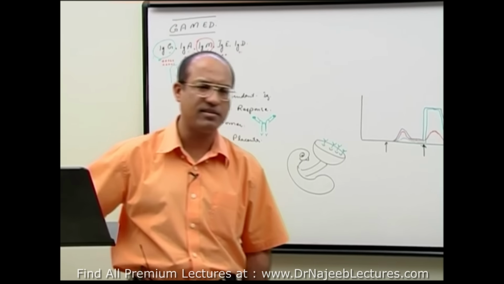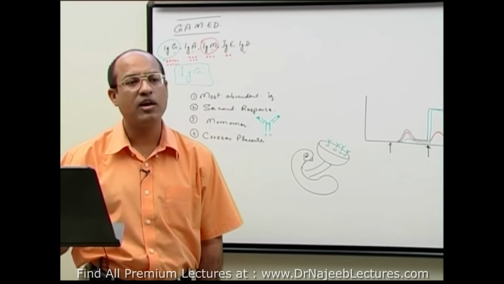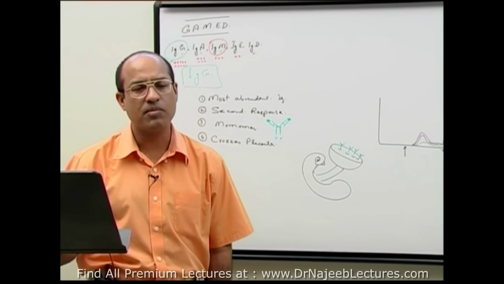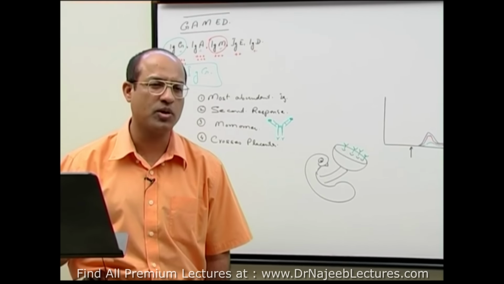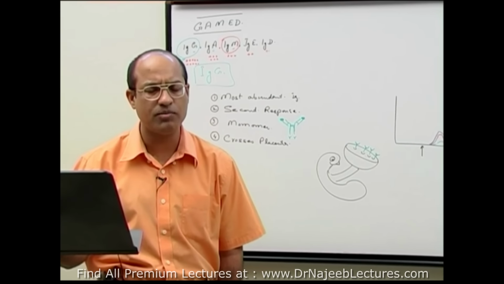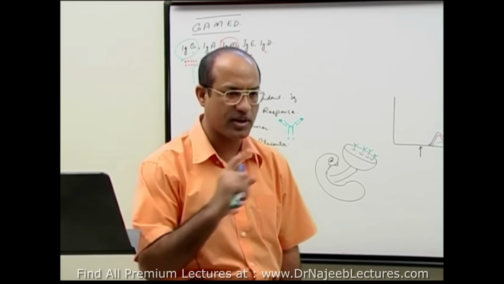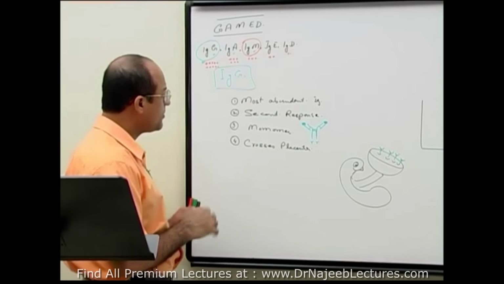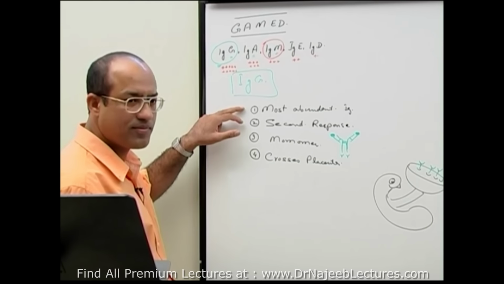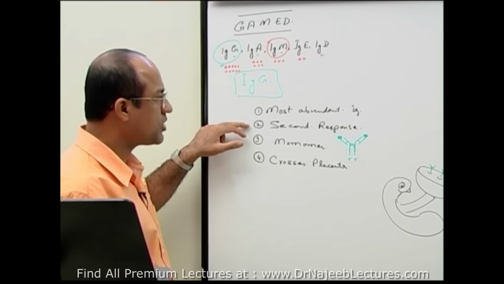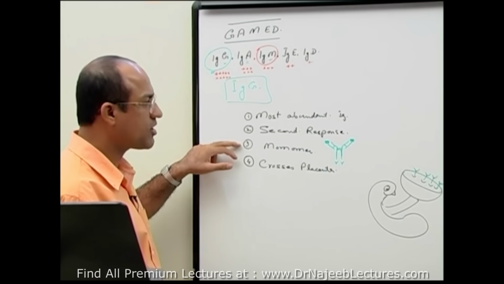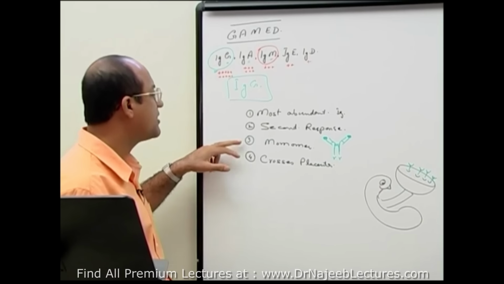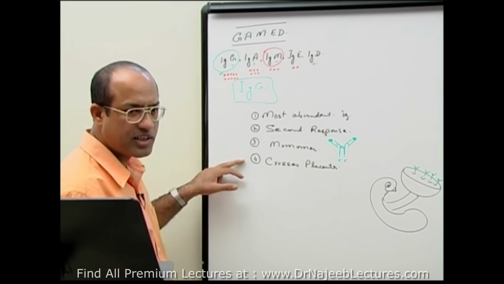But if a baby has IgG against multiple organisms, it means probably, not surely, that these IgG molecules are coming from the maternal side. So IgG is the most abundant antibody. It is the antibody of the secondary response. It exists as a monomer, so it is divalent, and it crosses the placenta very efficiently.